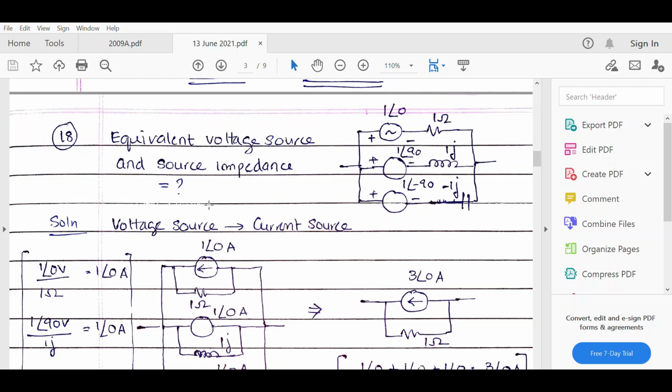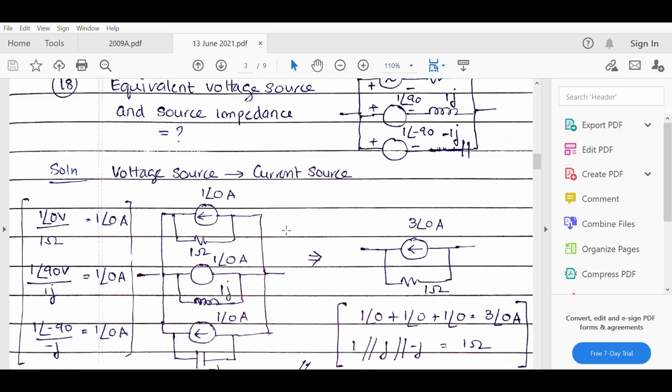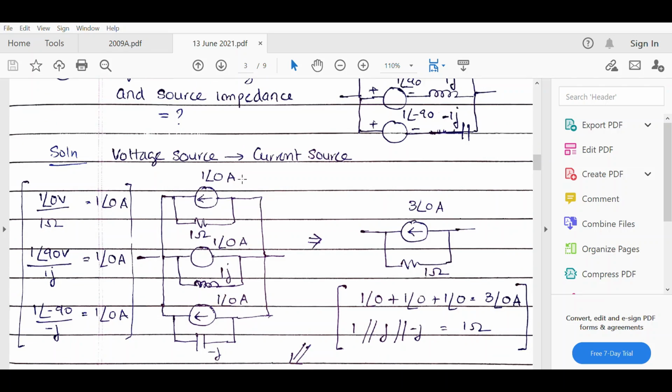and reverse also. Now if we were to convert these voltage sources into current sources, we get what is shown over here. For the first source we have the voltage as 1 angle 0 and the source impedance as 1 ohm, so we get a current source of 1 angle 0 amperes, and the source impedance would be the same, but the only difference being that it will be connected in parallel with the current source.